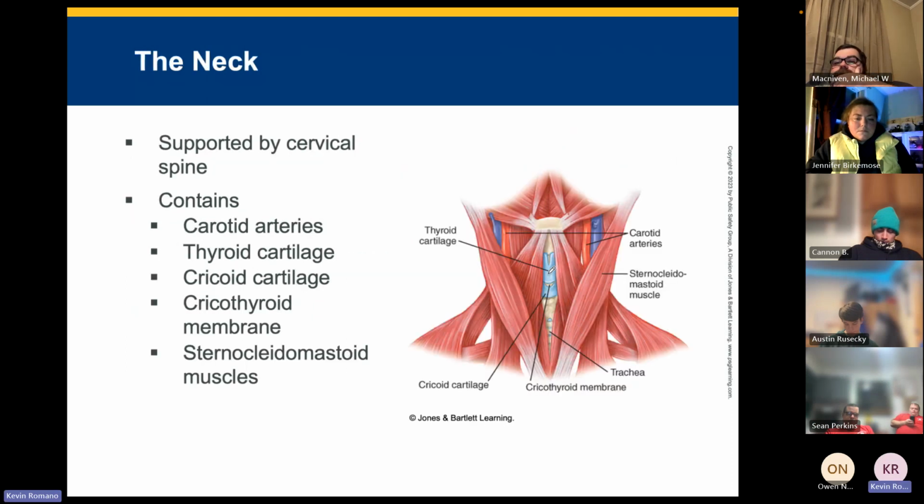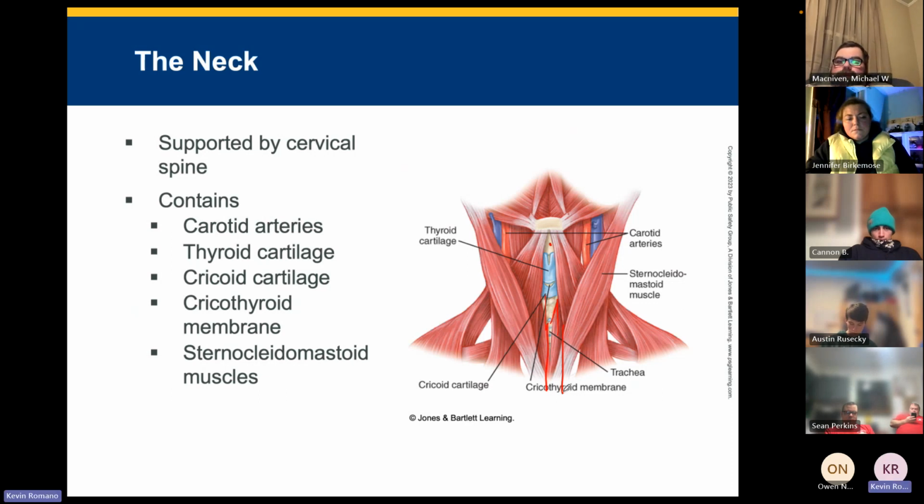So looking at the neck here, you can see the different cartilages and the different muscles. The neck is supported by the cervical spine. The upper part of the esophagus and the trachea lie in the midline of the neck, right? You can see the trachea here working its way down, the white part down here as it goes down, okay?